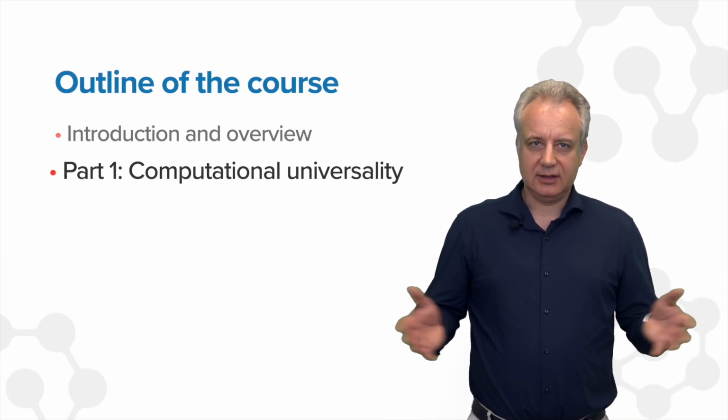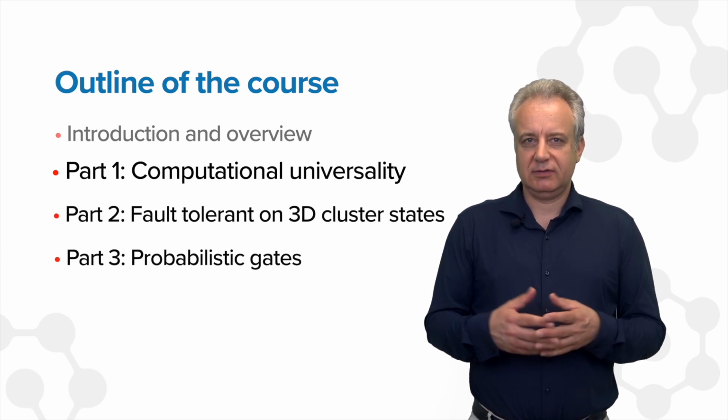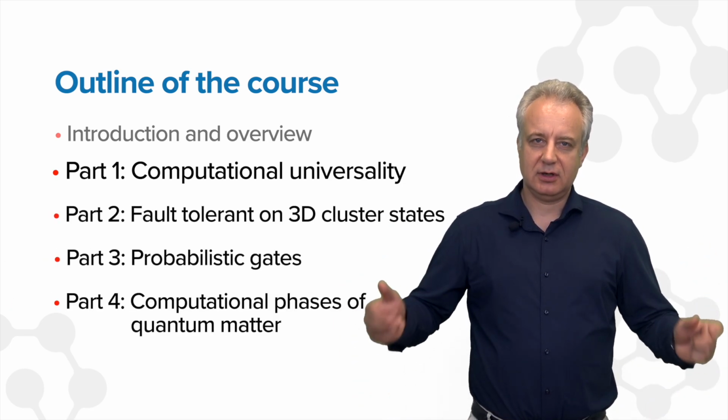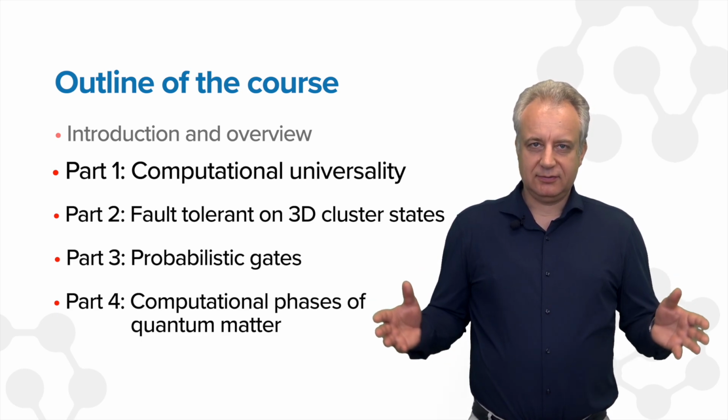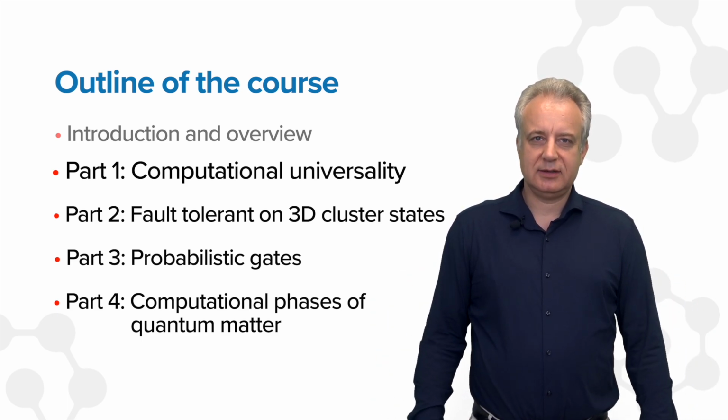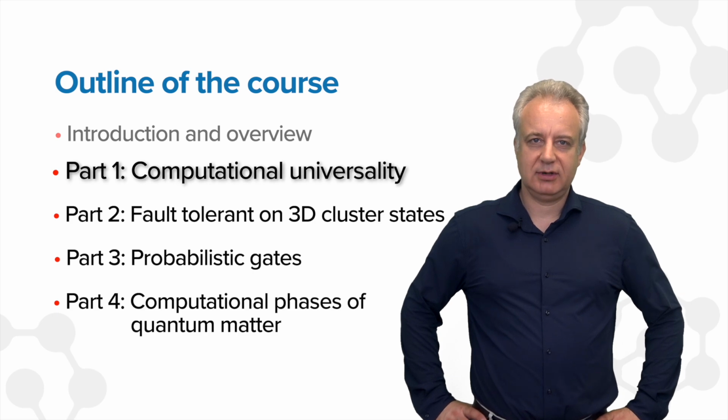So here you see again the outline of this lecture. Universality is first, then comes fault tolerance, and then come two other pieces. For this lecture, we have just one item on the menu, and we are continuing from the previous lecture, and today we are talking about the universality proof.